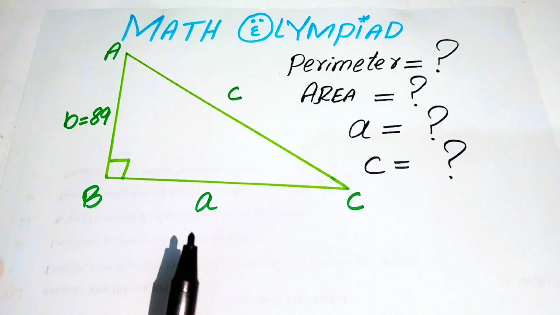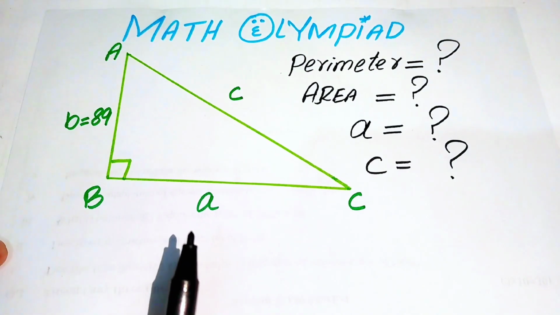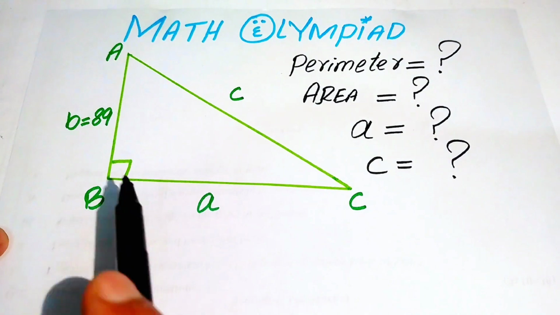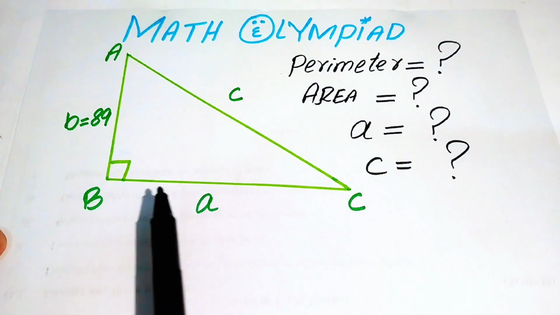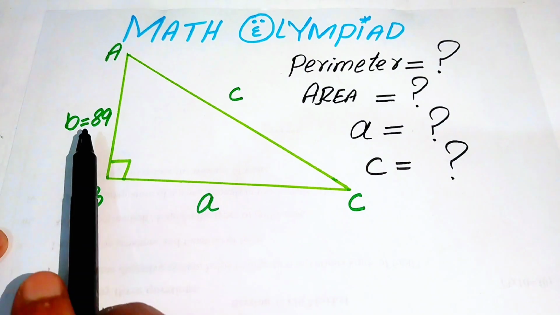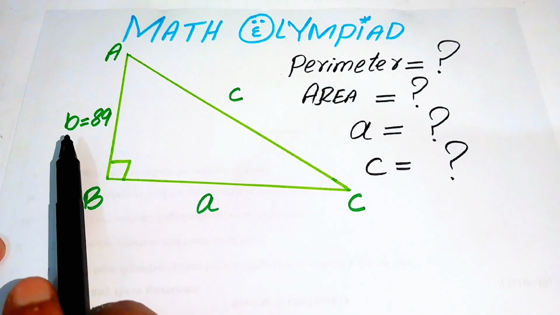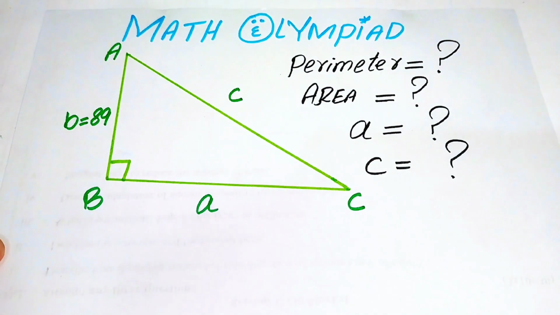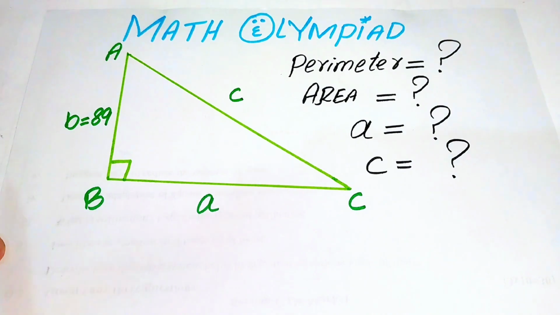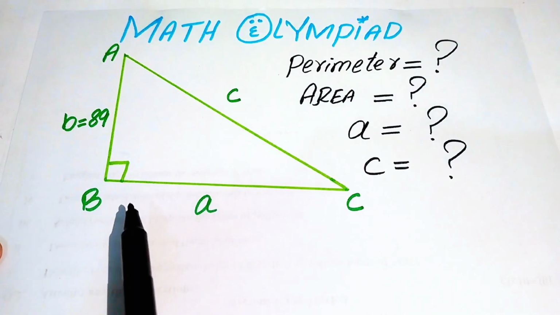In this video, we are going to solve this nice math Olympiad geometric challenge, and here we have a nice right triangle ABC, in which the length of one side is a and the length of the other side is 89. It is denoted by b, and the third and the longest side is c. So here you see that it is a right angle triangle.